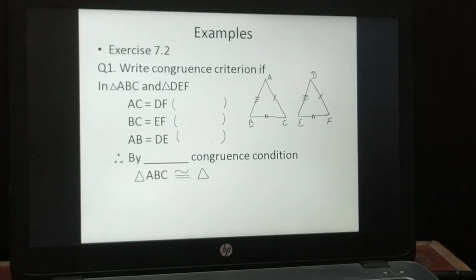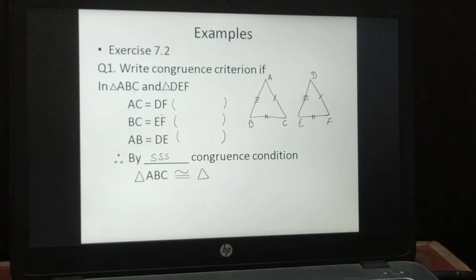So let us start with question number 1. Write the congruence criteria if these two triangles are given in the textbook and which sides are equal is also given. You need to find out which criteria. With the figure only you can see that the corresponding sides are equal. It means the corresponding three sides are equal. So definitely this will be the SSS congruence condition. We are supposed to just write this down, but I am writing in the proper way so that you will come to know the way of writing.